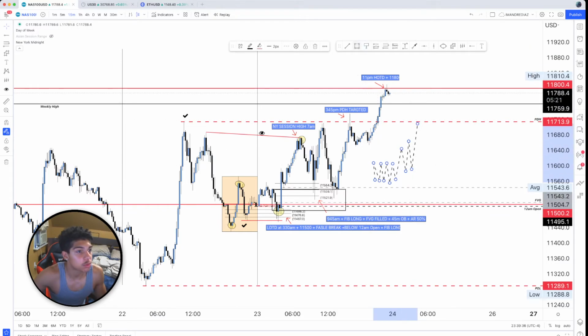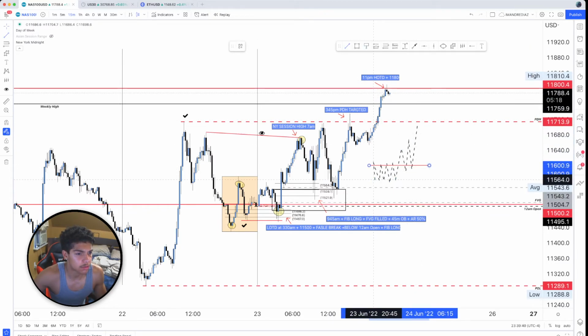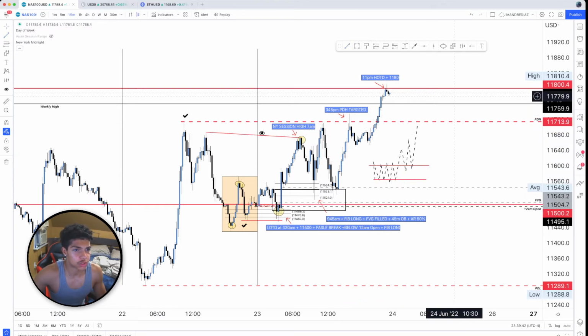So for the most part, today was just a bullish day. The setup that happened was a bullish London continuation. And as I've noticed this week, we had a lot of London continuation setups. Recently, it's been a lot of reversals, but every week's different.